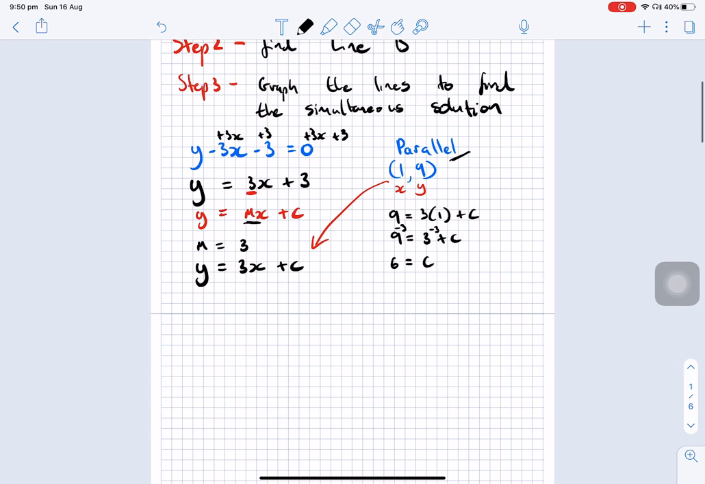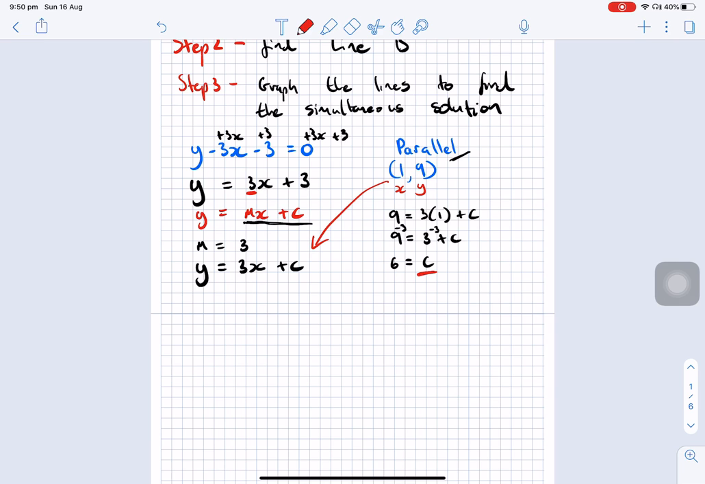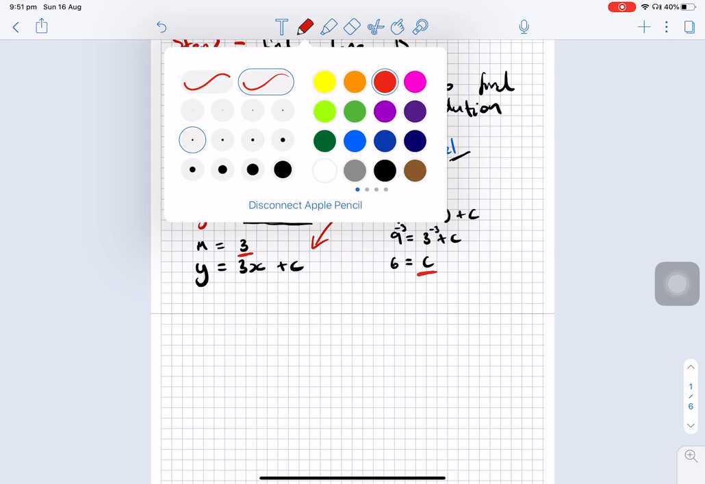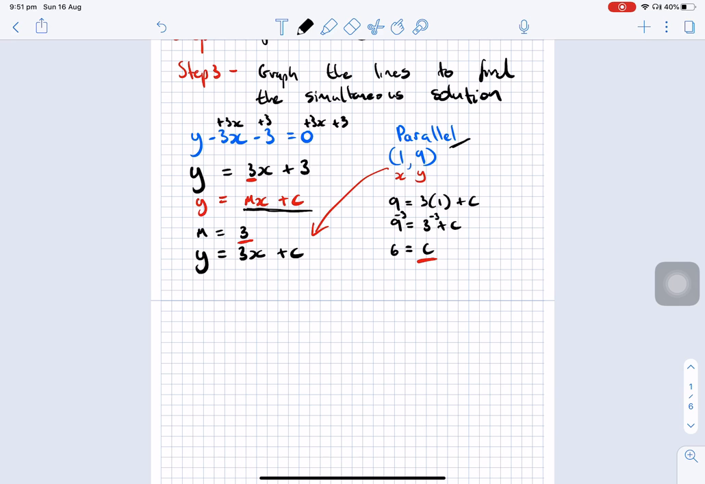Going back to my original formula of y equals mx plus c, I now have a c value here, and I have that initial m value here. So I now know that the line parallel to y equals 3x plus 3, which goes through the point 1 and 9, is going to be y equals 3x plus 6. So that's line A. We've found line A.